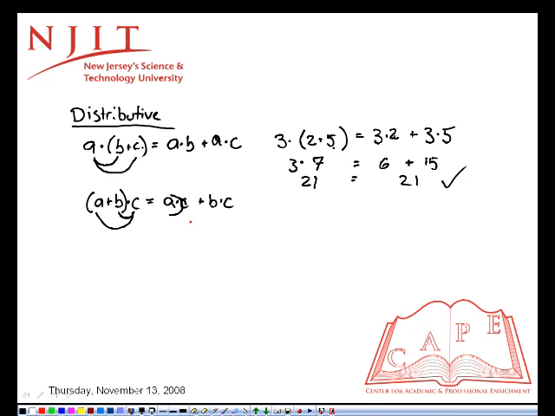So, let's again make sure that this is going to work. (2 plus 5) times 3. If this property is true, then it should equal 2 times 3 plus 5 times 3. Again, let's do the math. 7 times 3 is 21. Does this equal this side? 6 plus 15, 21. Yes, it does. So the distributive property is true. Again, I'm going to clear the screen.